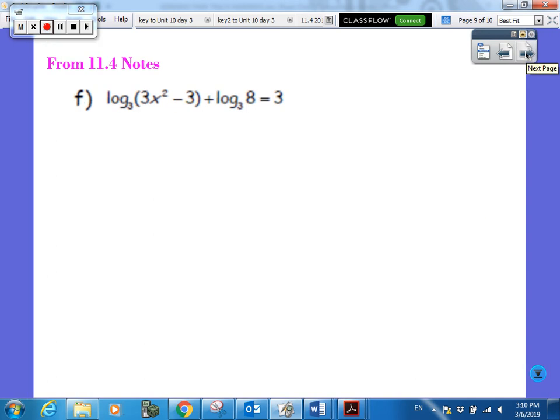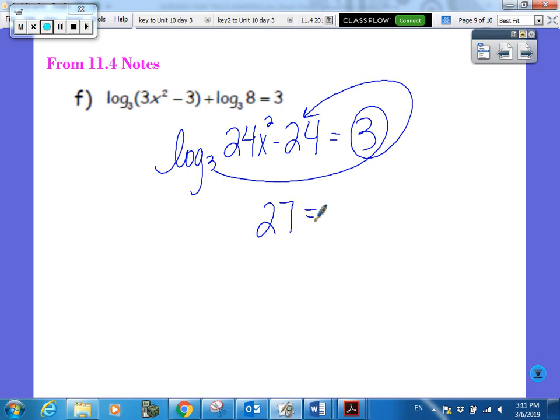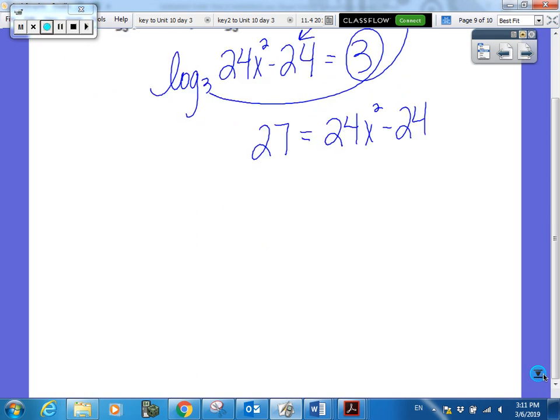All right, adding, so that means we multiply, so that's going to be log base 3 of 24x squared minus 24 equals 3. Again, there's no log base 3 on the right. We could create a log on the right, but that's a lot harder, in my opinion, than just looping it. So 3 to the third equals our argument. So 3 to the third is 27. Don't get in a hurry and put 9 right there. That's a very common mistake, multiplying instead of raising it to that power.